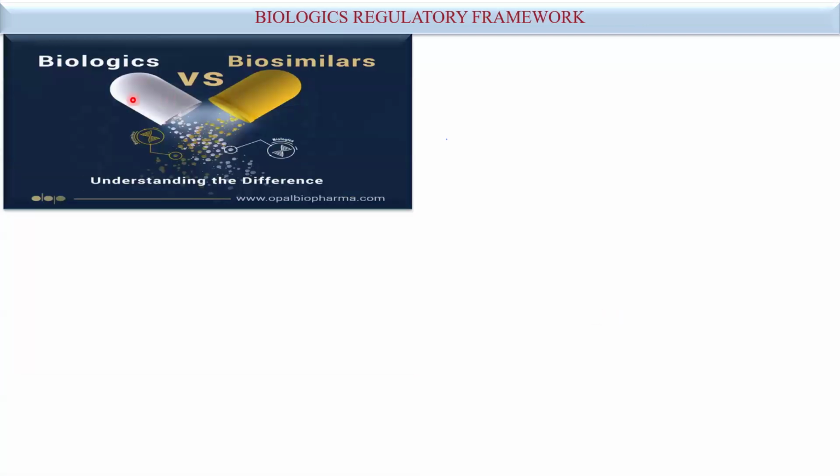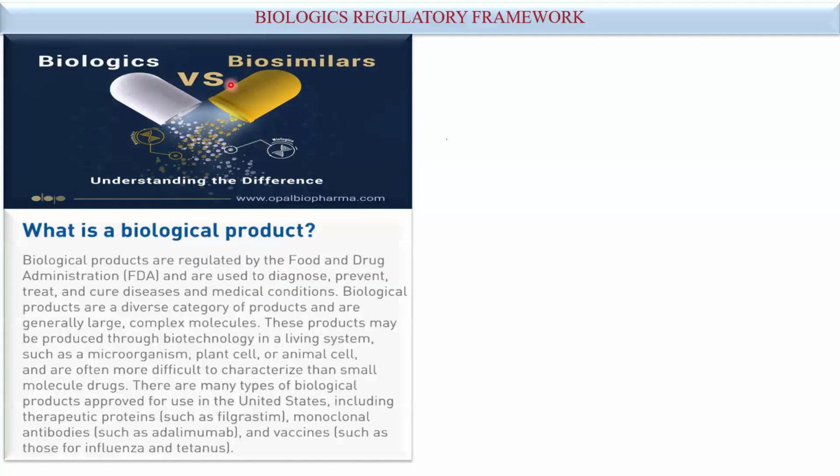So what is the difference between biologics versus biosimilar? We'll clarify in this slide. A biological drug is nothing but a drug coming from a living source. That is what the statement is giving. Biological products are regulated by the Food and Drug Administration and are used to diagnose, prevent, treat, and cure diseases and medical conditions. Biological products are a diverse category of products and are generally large, complex molecules.